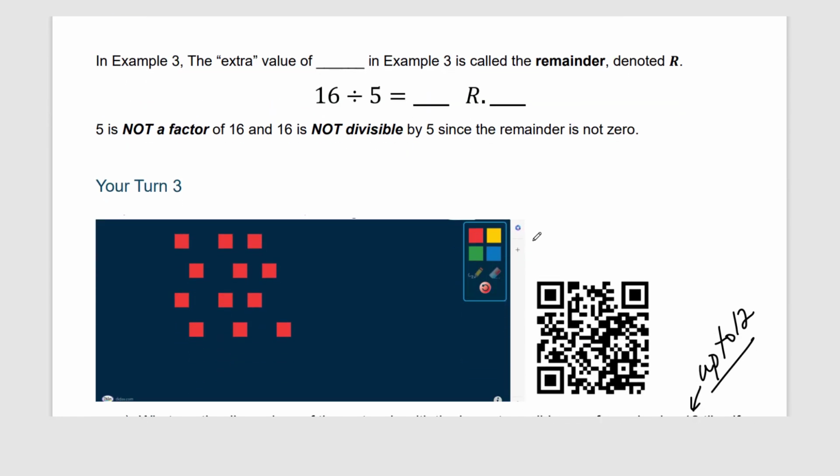So the extra value of 1 in example 3 is the remainder, denoted as R. 16 divided by 5, 5 goes into 16 3 times with a remainder of 1. So in this case, we would say that 5 is definitely not a factor of 16 because it doesn't go in evenly. In other words, 16 is not divisible by 5.